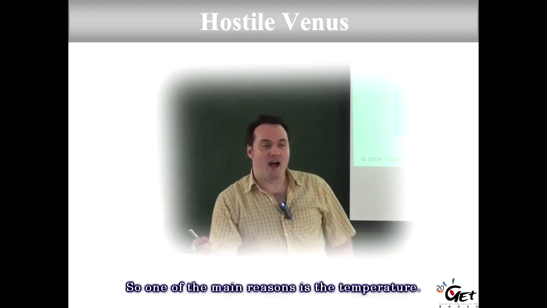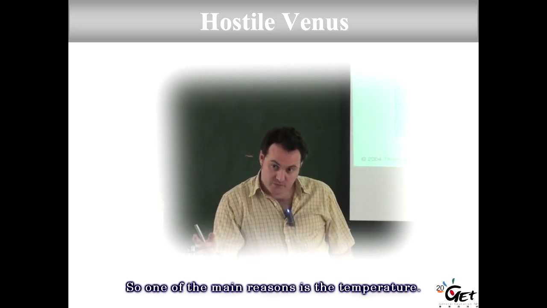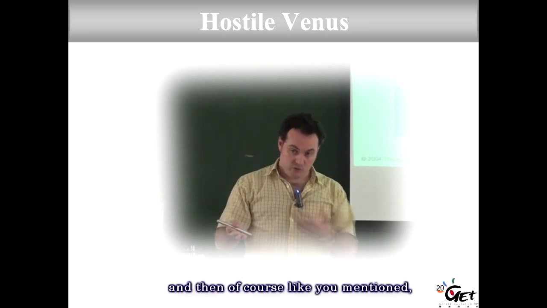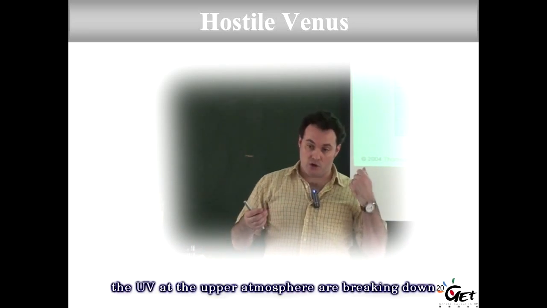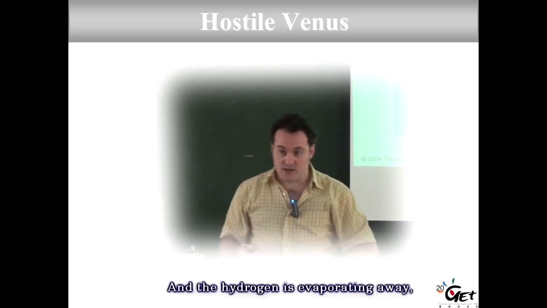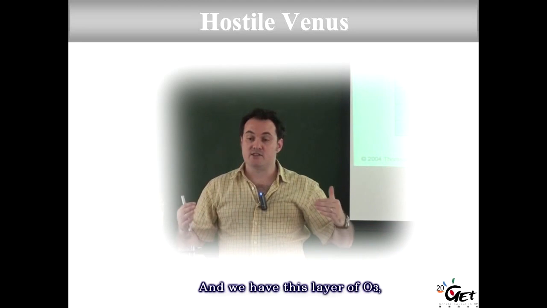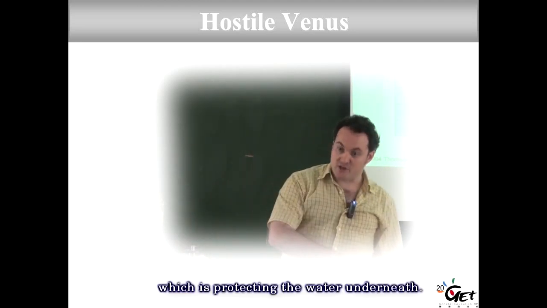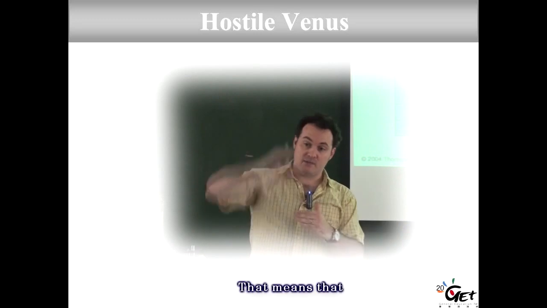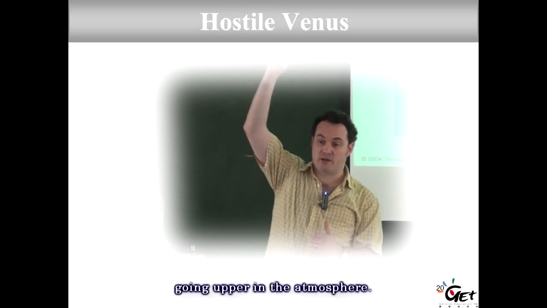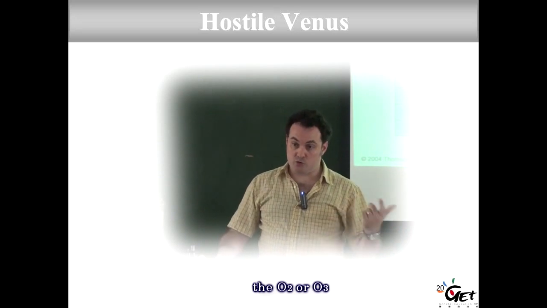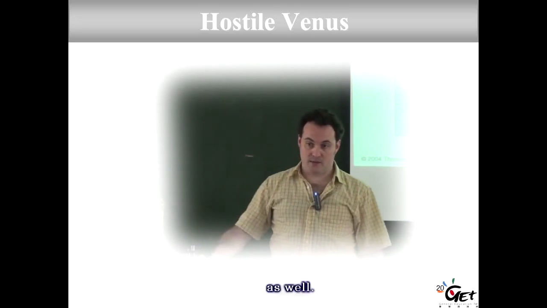Very good question. So one of the main reasons is the temperature. The surface temperature of the planet may evaporate lots of the water into the atmosphere, and then of course, like you mentioned, in the case of Earth, the UV in the upper atmosphere is breaking down the molecules of water into hydrogen and oxygen. And the hydrogen is evaporating away because it's very light, and we have this layer of O3, which is protecting the water underneath. But if you have a very high temperature, then the evaporation is higher. That means that your water vapor is going higher in the atmosphere. Okay? So when the breakdown is happening, the gravity is not strong enough to keep the O3 in the atmosphere. So it's evaporating as well.